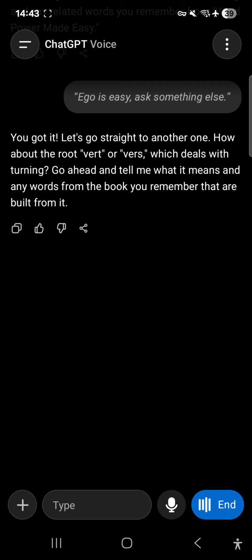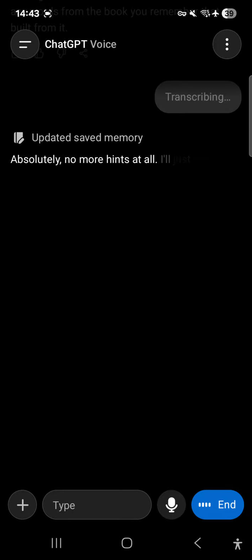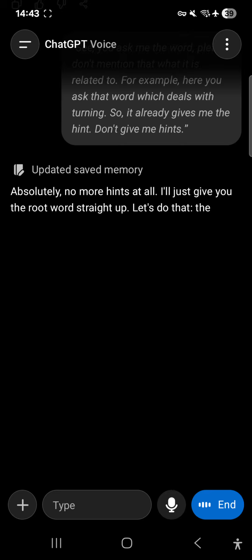See, you ask me the word. Please don't mention what it is related to. For example, you ask that word which deals with turning. So it already gives me the hint. Don't give me hints. Absolutely. No more hints at all. I'll just give you the root word straight up. Let's do that. The root is vert.